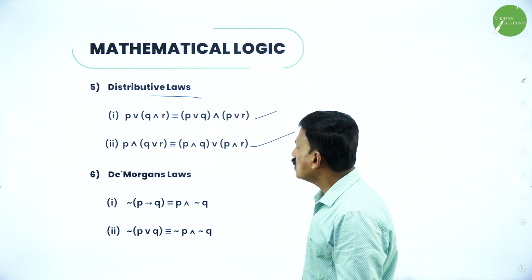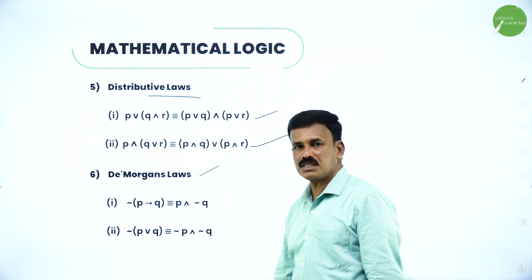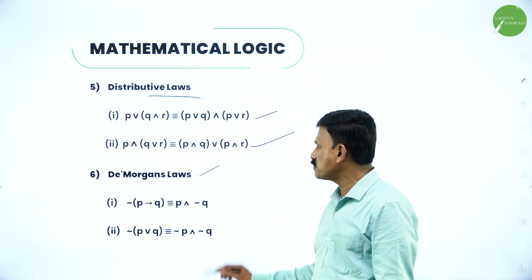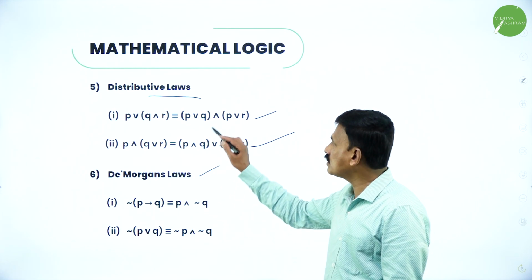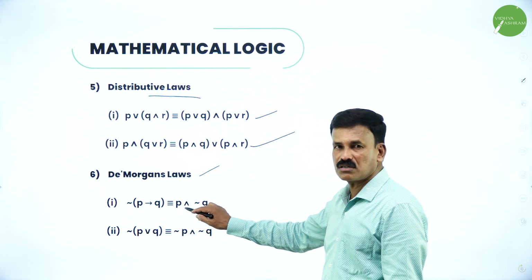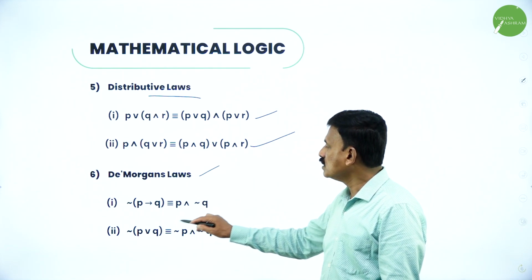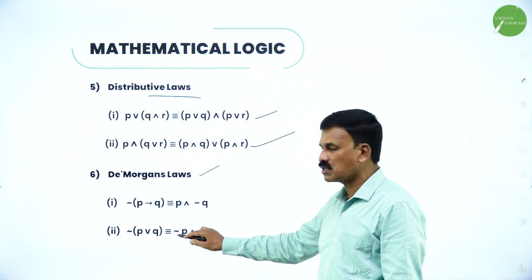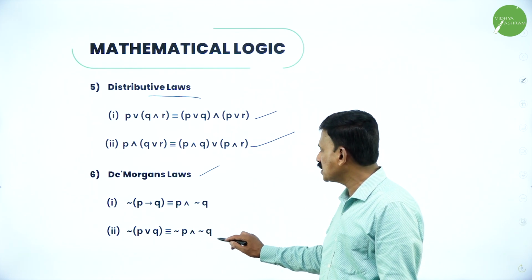Right. Now, De Morgan's law. What is De Morgan's law? This is also very important. You may expect one question from De Morgan's law or from distributive law. So, negation of P conditional to Q is logically equivalent to P conjunction negation Q. Negation of P disjunction Q is logically equivalent to negation P conjunction negation Q.